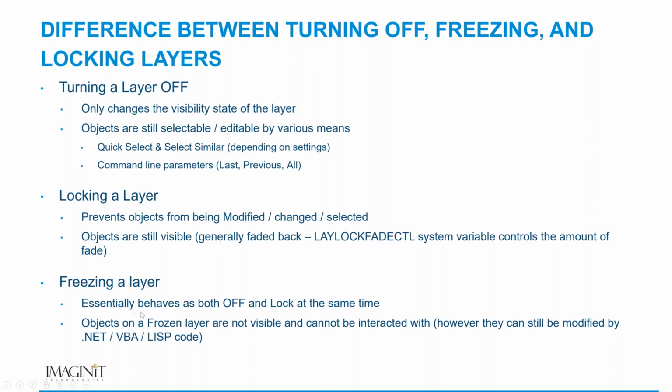And when you freeze a layer, essentially it behaves as both an off and a lock at the same time. Objects that are on a frozen layer are not visible and cannot be interacted with. However, they can still be modified using .NET, VBA, or Lisp code.